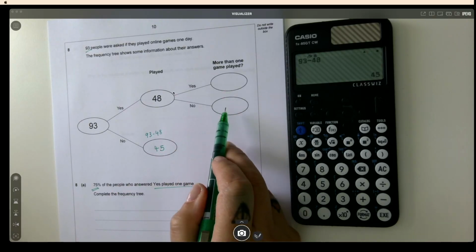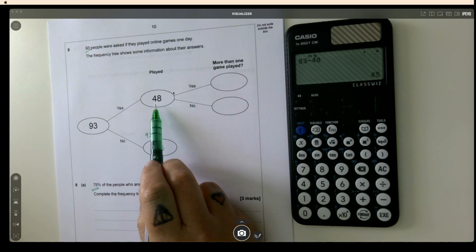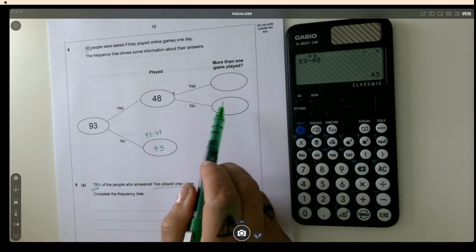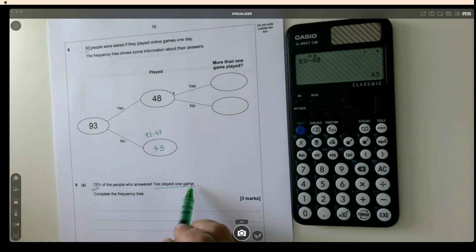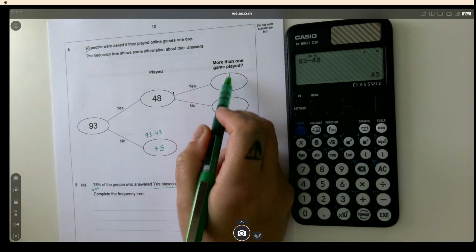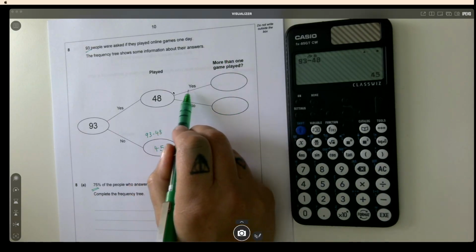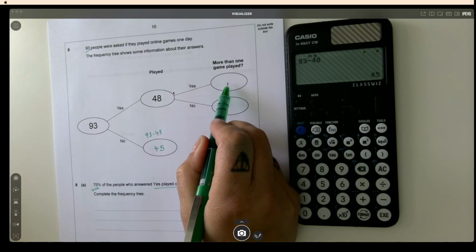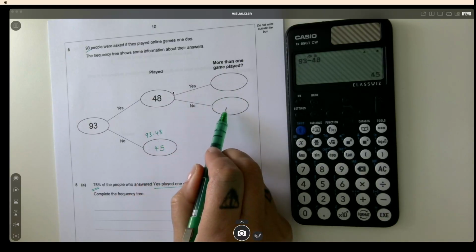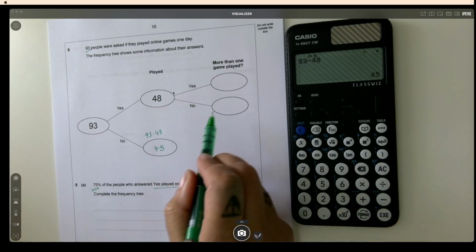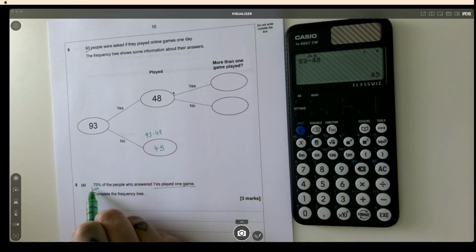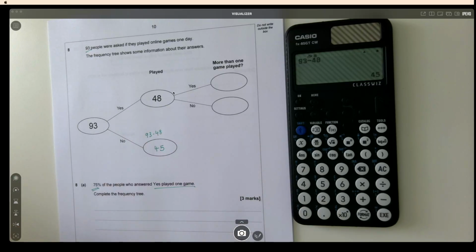Next, I need to fill these two. I know they need to add to 48, but I don't have any of them yet, which is where this statement is important. 75% of the people who answered yes played one game. So this is if they played more than one game. So if they played more than one game, they're in this bubble. But if they only played one game, they're in this bubble. So that's 75% of these people is in that bubble, and it's 75% of 48.